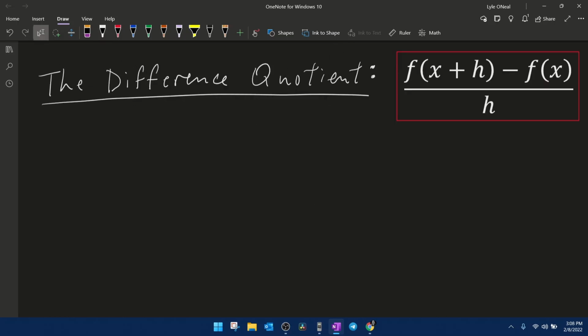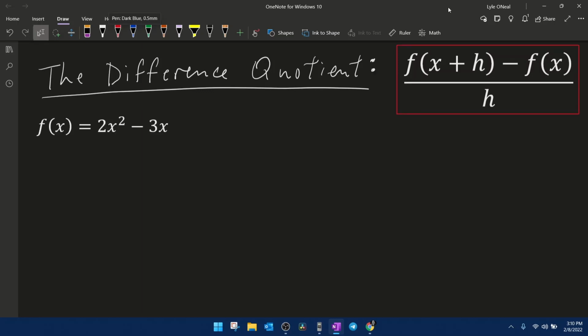The next thing covered in the text is the difference quotient. And here in the red box, I have provided the formula for the difference quotient. I would like to look at at least 3 examples of how this works so that you will know how to evaluate the difference quotient. So the first example I would like to look at is a quadratic function, f of x equals 2x squared minus 3x.